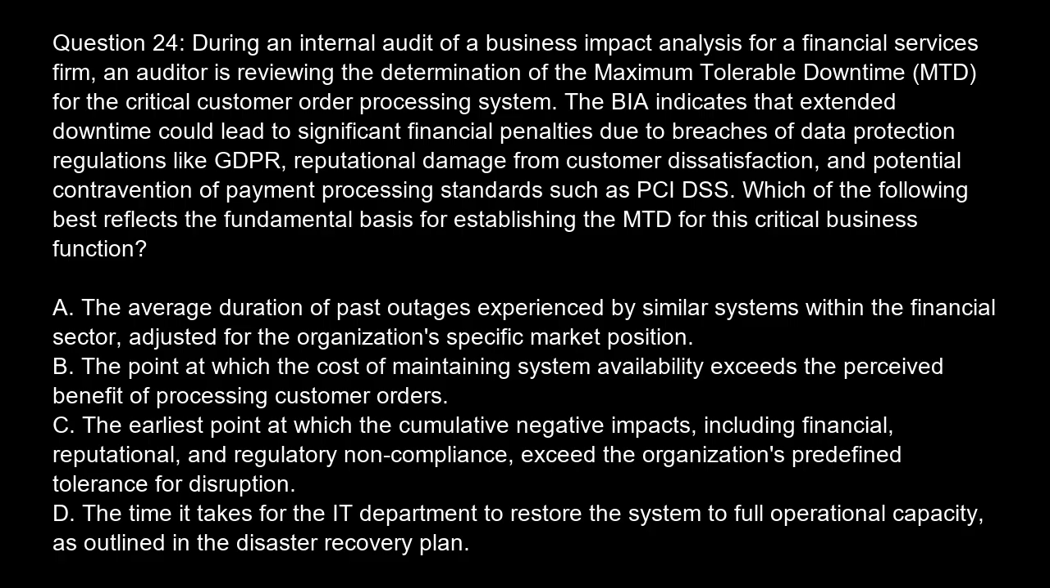Option A, the average duration of past outages experienced by similar systems within the financial sector, adjusted for the organization's specific market position. Option B, the point at which the cost of maintaining system availability exceeds the perceived benefit of processing customer orders. Option C, the earliest point at which the cumulative negative impacts, including financial, reputational, and regulatory noncompliance, exceed the organization's predefined tolerance for disruption. Option D, the time it takes for the IT department to restore the system to full operational capacity, as outlined in the disaster recovery plan.